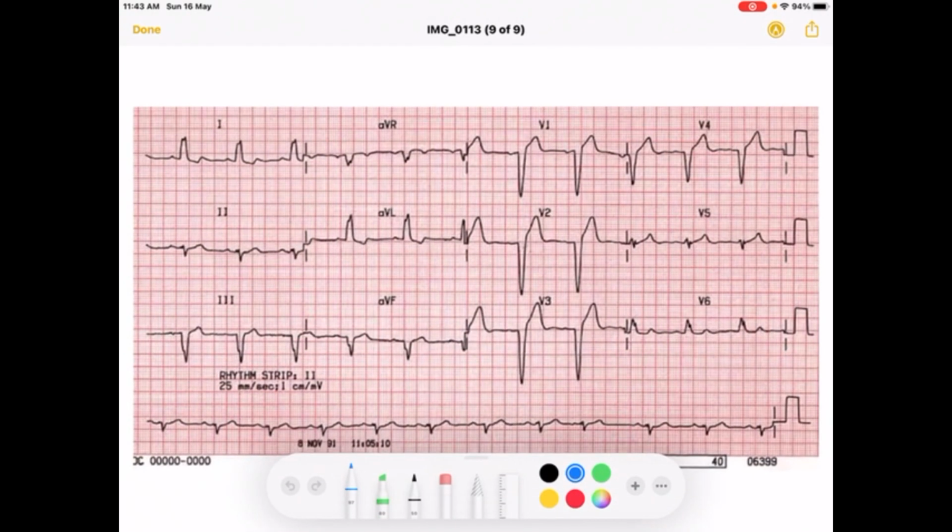So here in V1 there is no M or W pattern. Whereas in V6, you can see the M pattern. M pattern is present in V6, also in V5. So this is a left bundle branch block. So now let's see the axis deviation.